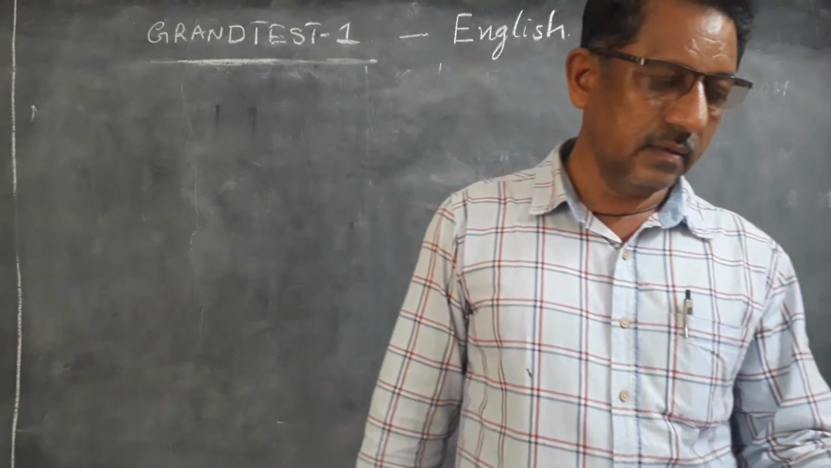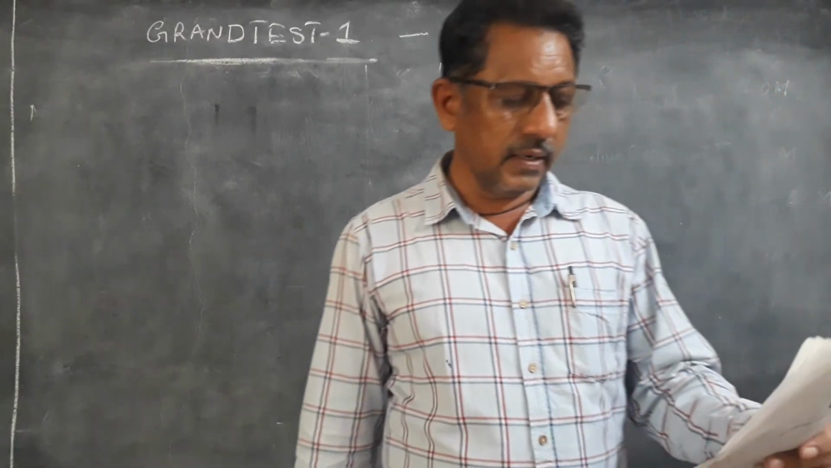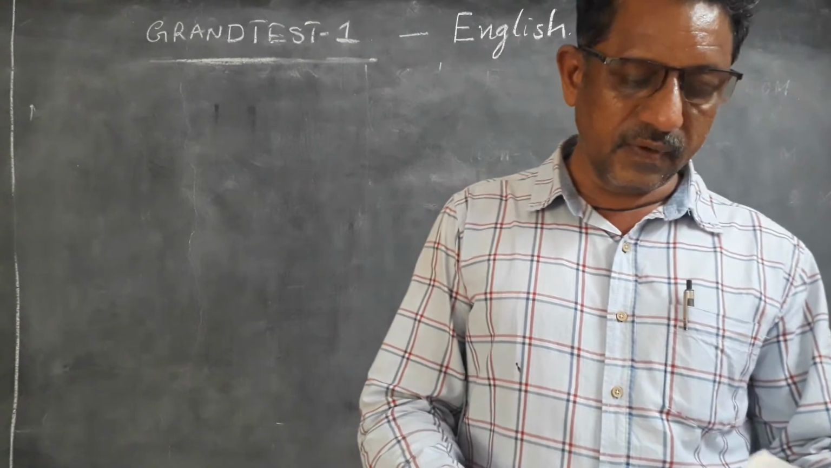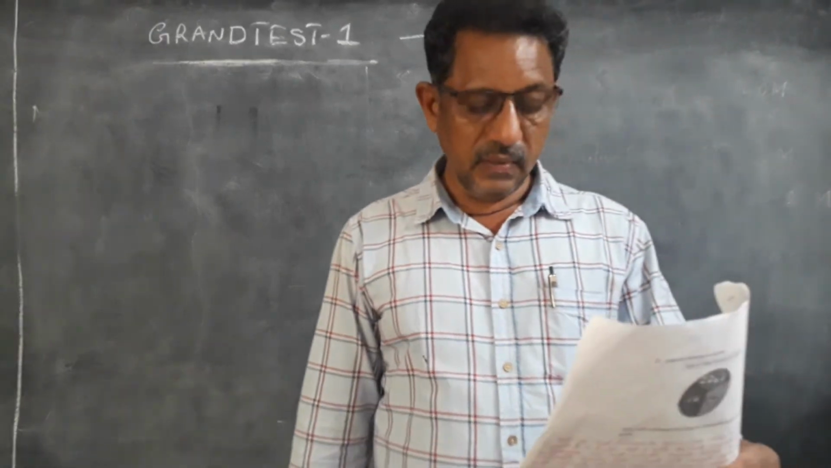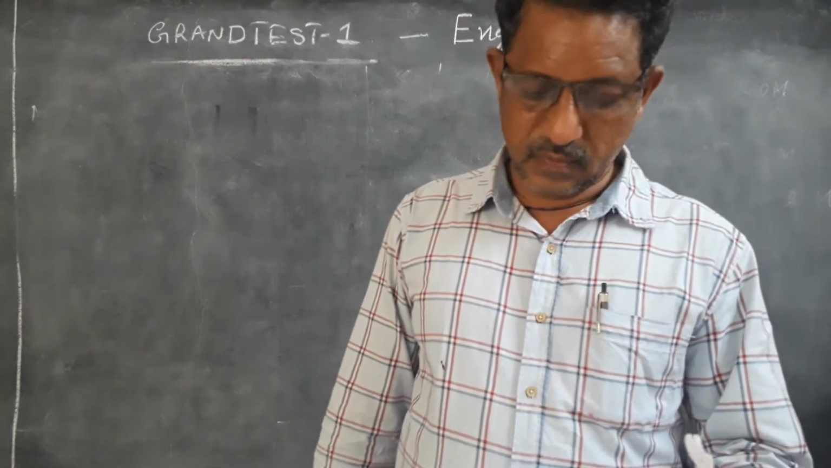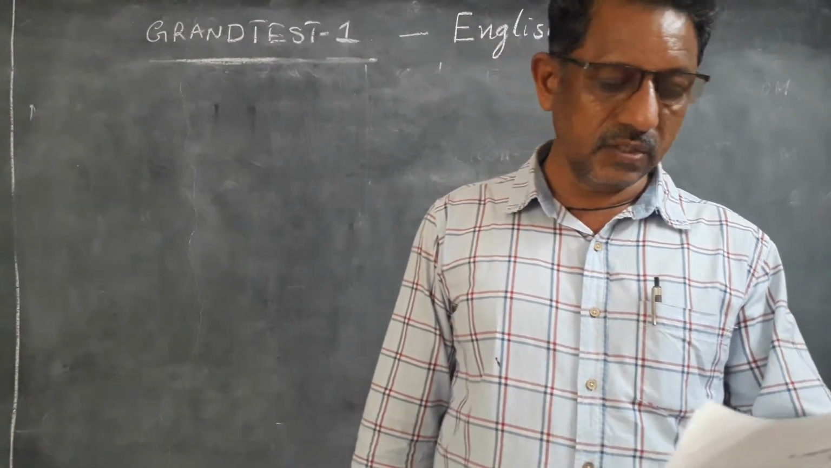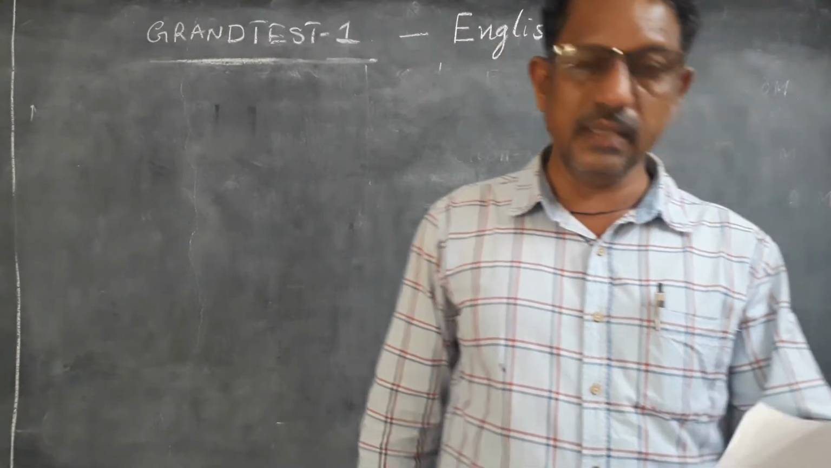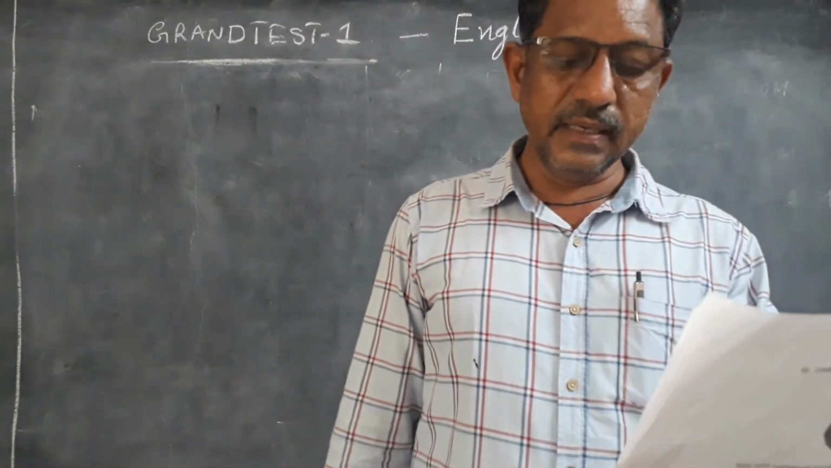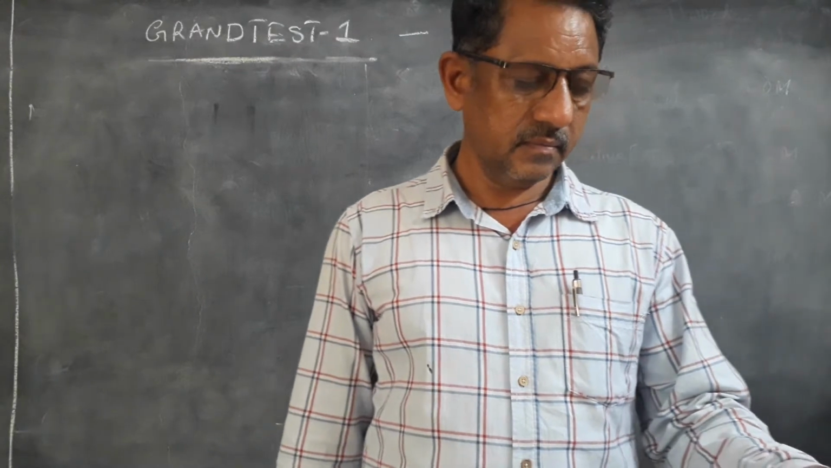Here, first question from this passage. What did Kalam inherit from his father? Kalam inherited honesty and self-discipline from his father. Second question, what did he inherit from his mother? He inherited faith in goodness and deep kindness from his mother.